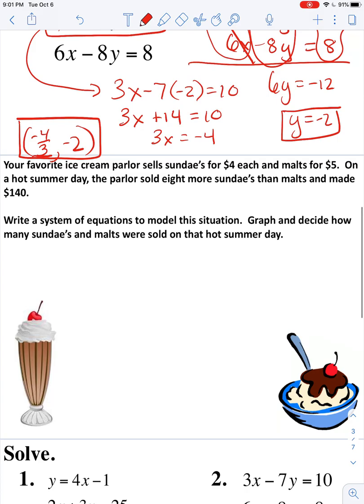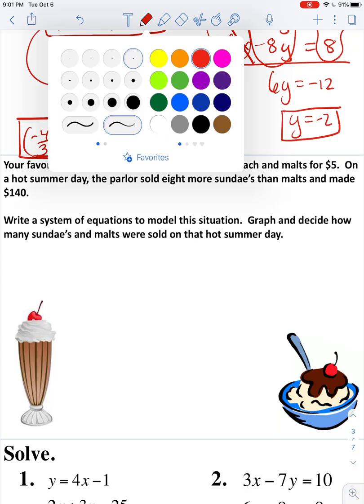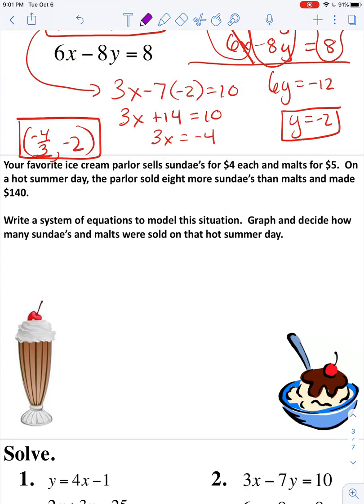All right, so the ice cream parlor. Here we go again. The ice cream parlor gave me a lot of stress trying to graph that the other day. So we're going to look back at the exact same problem and see what method might be smarter to use. So my favorite ice cream parlor still sells sundaes that I'm still going to let be x for $4. And they still sell my malts, which are y, for $5. And they still sold 8 more sundaes than malts.